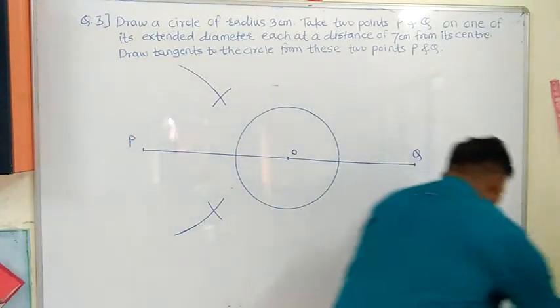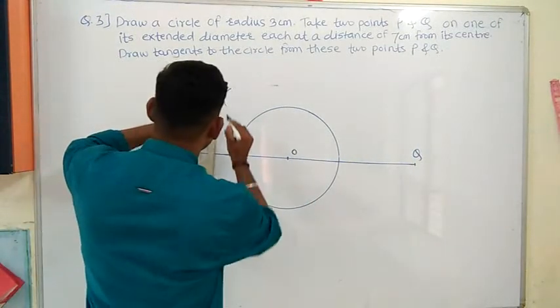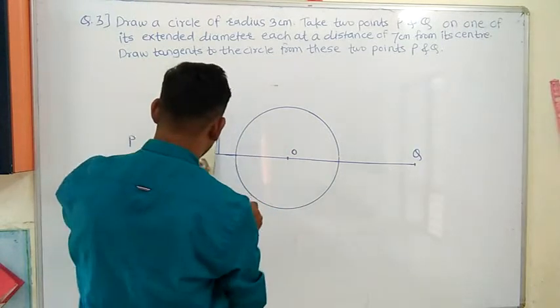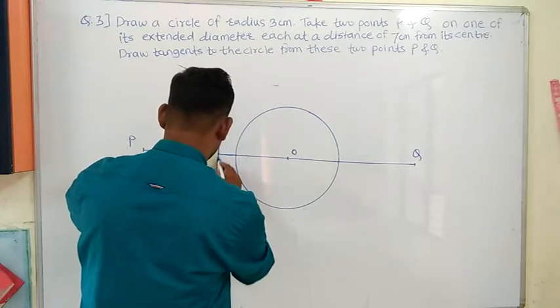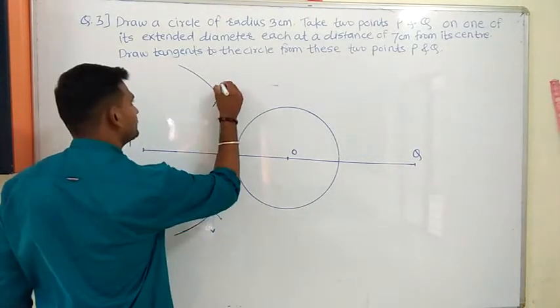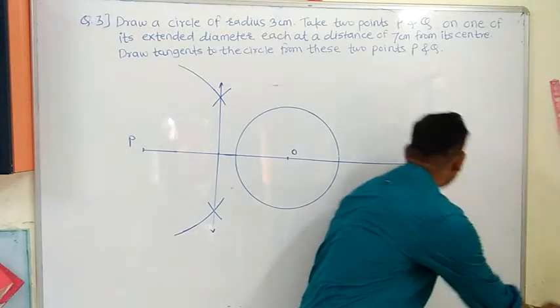Now after this, I have to join these two points. I will join these two points. See here. Okay, this is the line we got. The same procedure we have to do for the other line segment also.